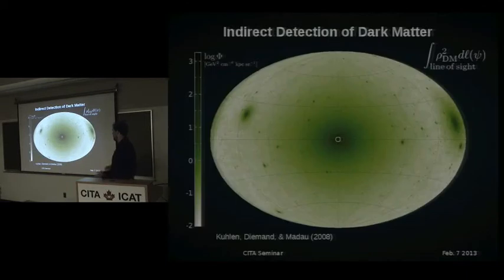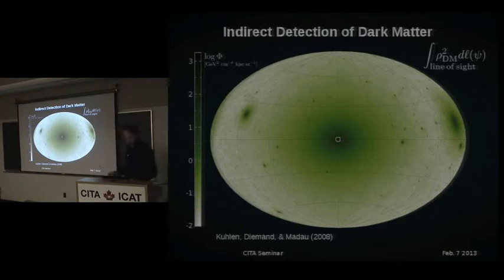Right, so we can use the simulations. This is from some work I did several years ago. We just went into the simulations and observed them, like, for example, the Fermi satellite would. So in this case, we're just summing up the line of sight integral of density squared in all the different directions of the sky. And in a way, this would be a prediction for what the dark matter annihilation sky should look like. And so you can clearly see the galactic center is very bright here in the center of this projection. But the point we were making here is that even though this is nominally the brightest source, it might also be interesting to look at a lot of these little subhalos as potential annihilation sources.